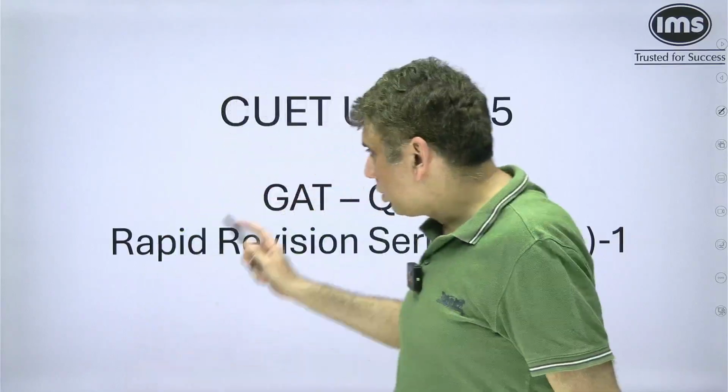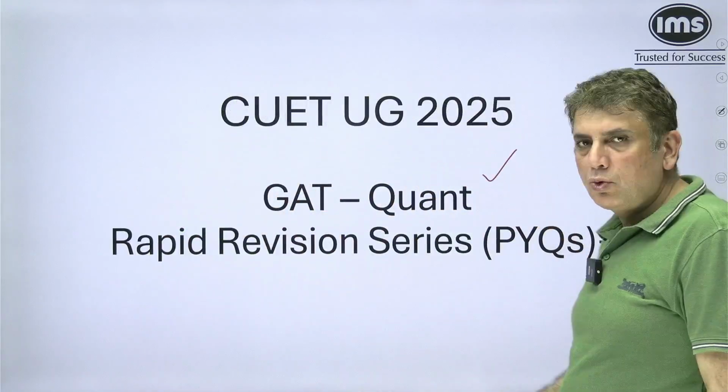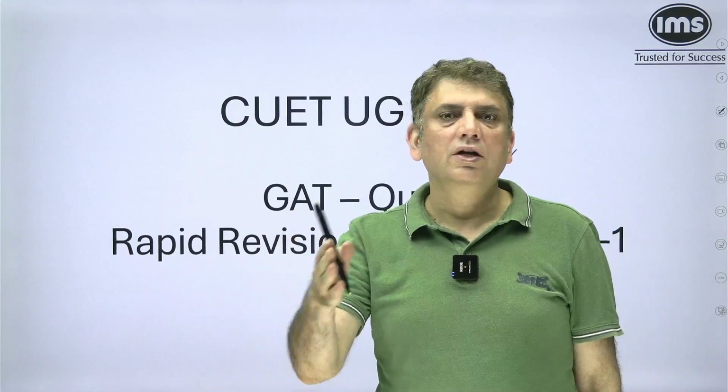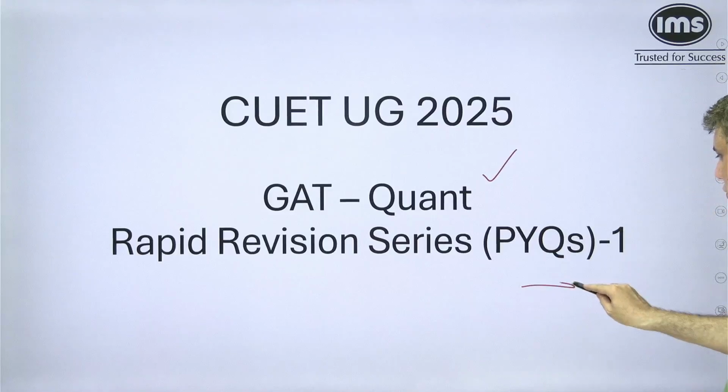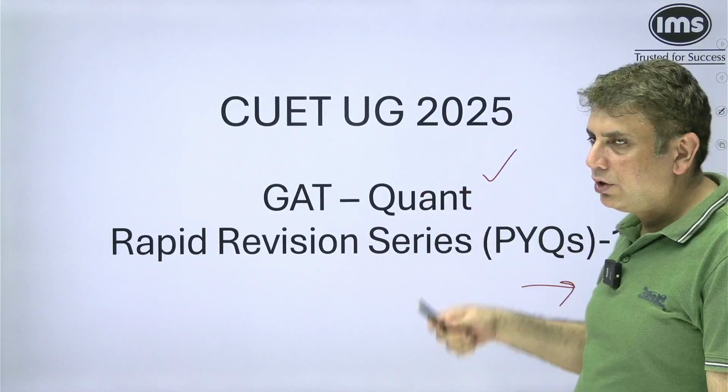Hello students, so general aptitude test, quant is an important component, quant, reasoning and general knowledge and current affairs. So we are starting with rapid revision series, past year questions we will discuss. This is part 1, CUET UG 2025 aspirants. Let's begin our work today.